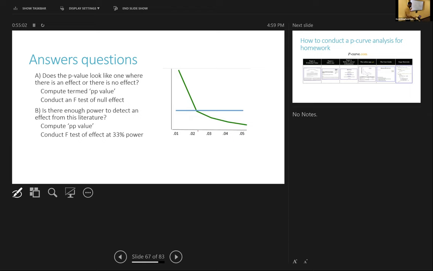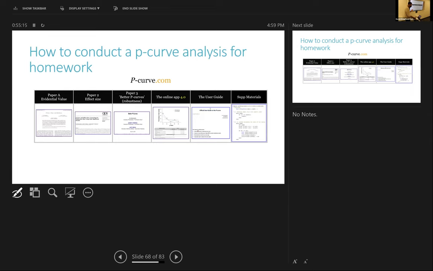There's a lot of motivation behind it, but this is what you would get when you run a p-curve using the app that they created. This is the website, pcurve.com. They have an online app where you run these tests and get this insight. They'll run the two tests on the p-values that you provide. And we also have a user guide, which I'll describe more, because it's really important in terms of what hypotheses you include when you're running a p-curve analysis.